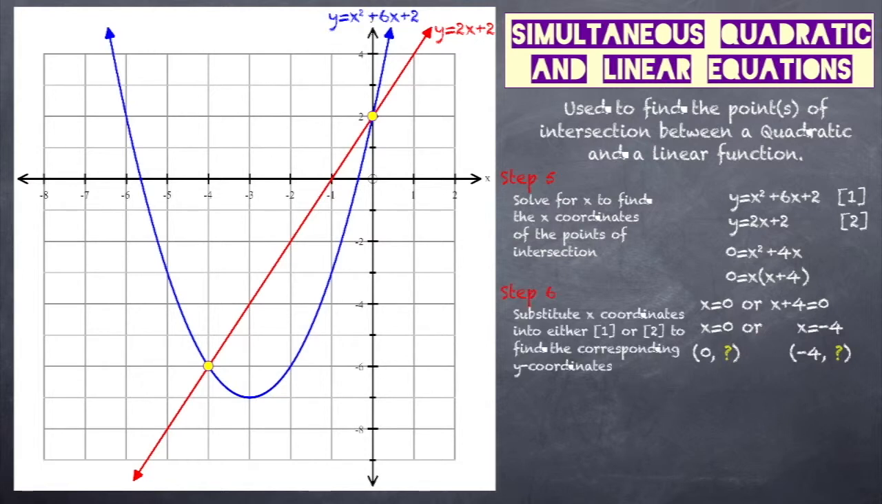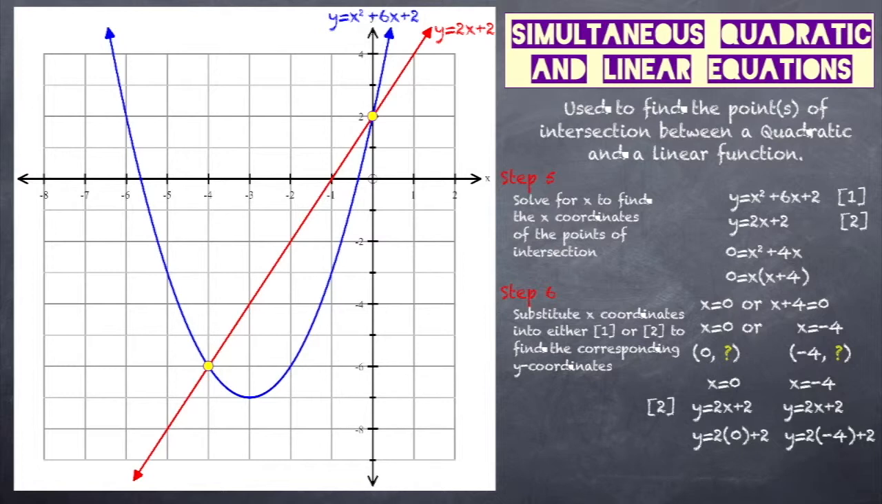So now it's time to follow step 6 and substitute the x coordinates into either equation 1 or equation 2 to find out the corresponding y coordinates, that is how high up these two lines cross over. So I'm going to choose to substitute x equals 0 and x equals negative 4 into equation 2. And I've chosen this because there will be less working out involved in simplifying equation 2 than there will be for equation 1 after I've substituted in.